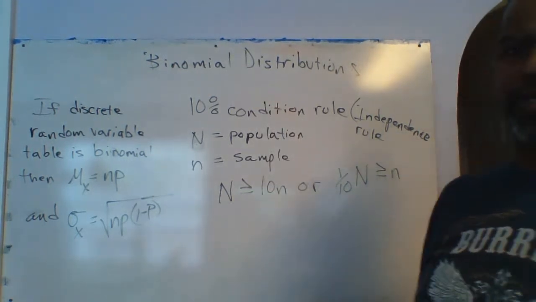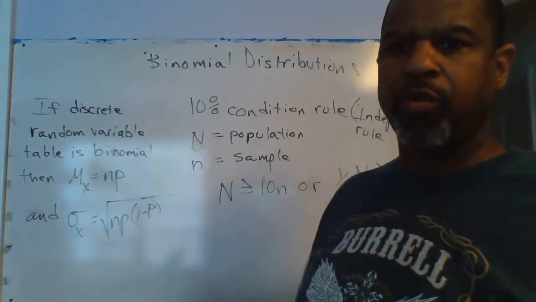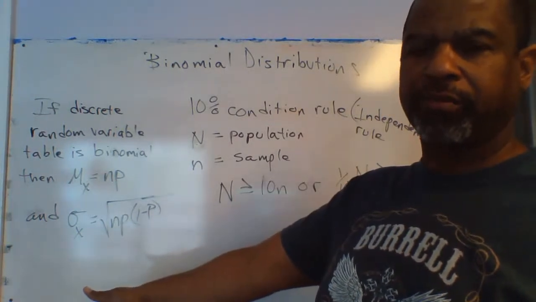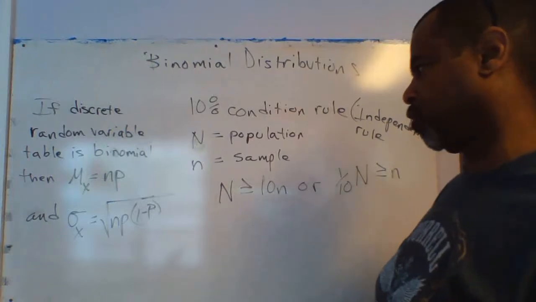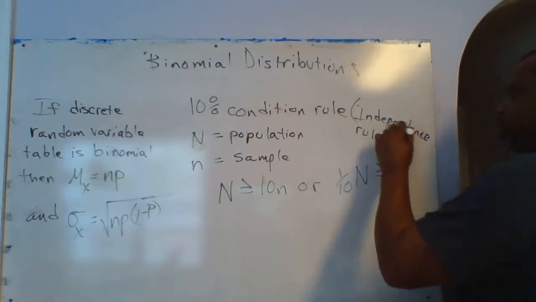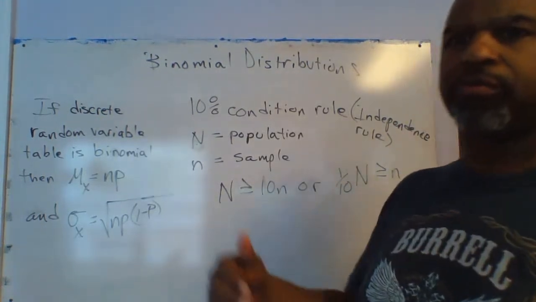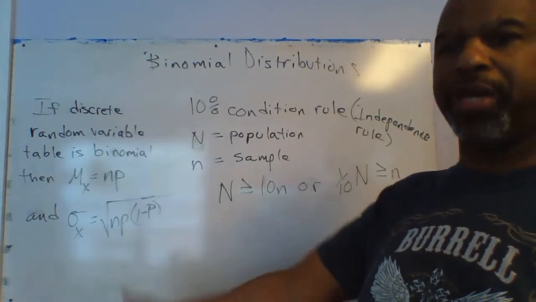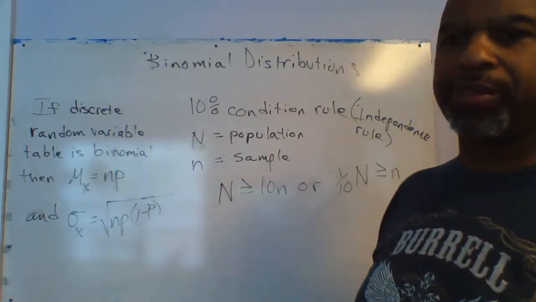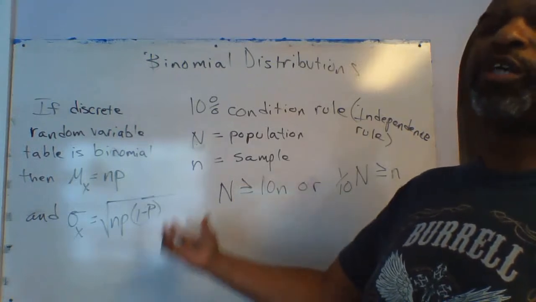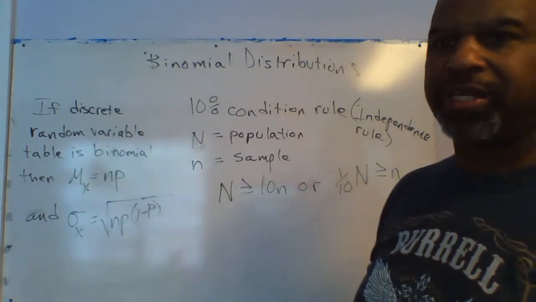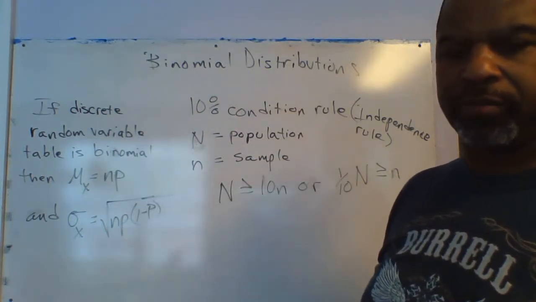Remember we talked earlier that you don't want your sample size to be more than 10% of your population. That's what this rule is for. You can write it like this, or you can write it like this. Your 10% condition rule guarantees independence, that your data is independent of each other. Your sample size has to be 10% of the population or less, because once you go past 10%, your data becomes less independent.